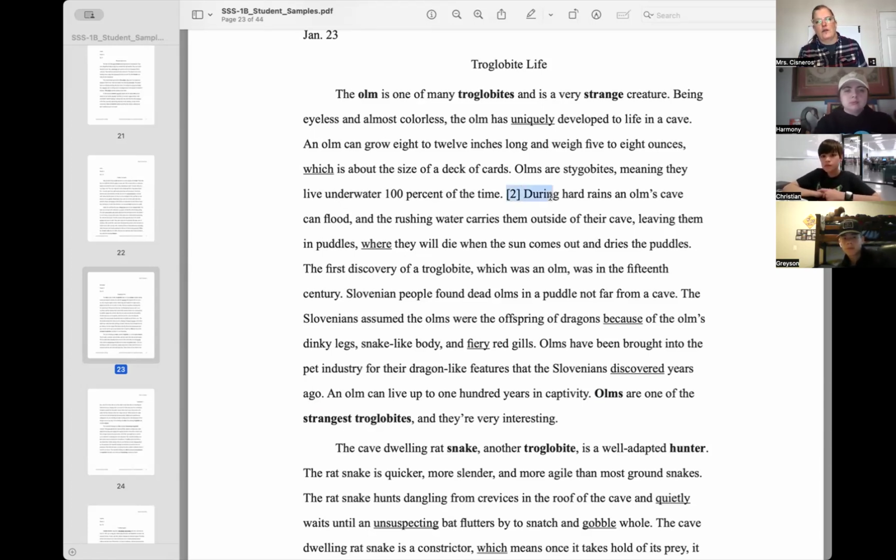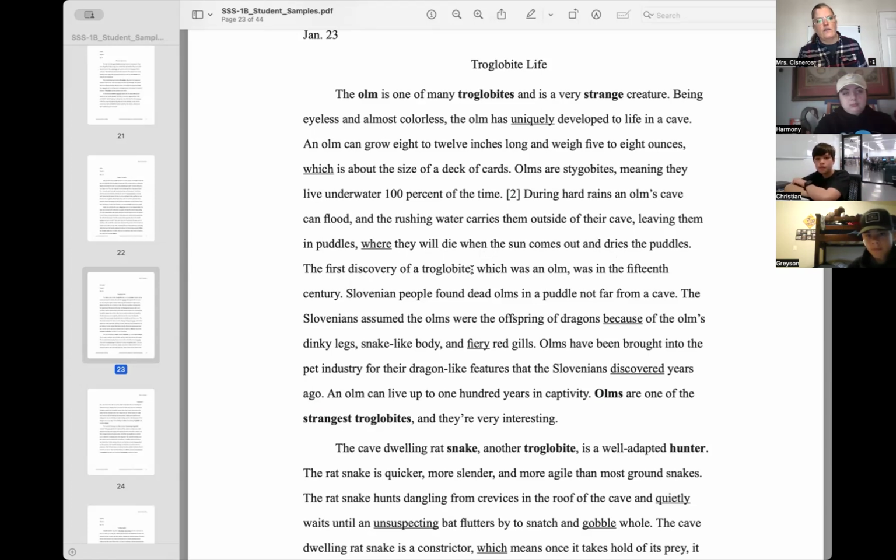And here's her opener. See how she has the two with brackets around it. And that's on your checklist. We'll look at that in a second. But she used the word during, which is actually a preposition. So this is a prepositional opener, like you find in your grammar books sometimes. During hard rains, an olm's cave can flood, and rushing water carries them outside of their cave, leaving them in puddles, where they will die when the sun comes out and dries the puddles.